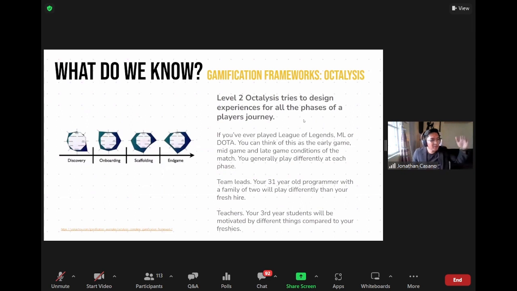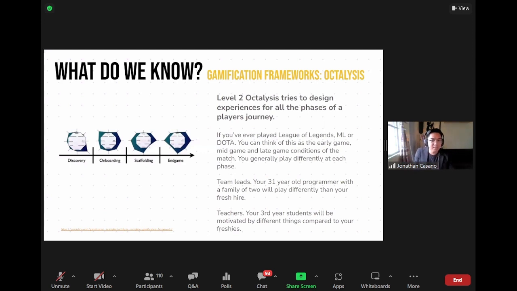So that was level 1 Octalysis. May game ako. I have the core drives and then let me design for all these core drives. Okay, that's well and good. But there is also something called level 2 Octalysis, and the gamers will appreciate this very much. If you've ever played League of Legends or any type of MOBA game, League of Legends, ML, Dota, you can think of this as the early game, mid game, and late game conditions of the match. And you're trying to design for all those phases in the match.